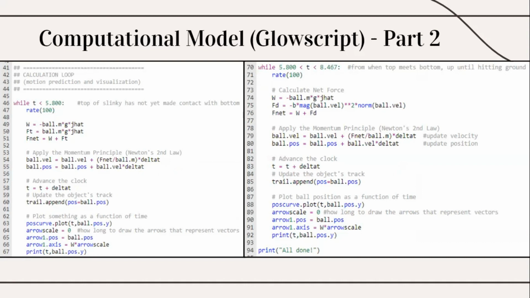The content inside the while loops is the same for both, with the exception of how F net was calculated in each part. In lines 49 and 50, W and FT are equal and opposite in sign, illustrating how the bottom is not moving before 5.8 seconds. In lines 74 and 75, W remains the same, but now there is a drag force accounted for.